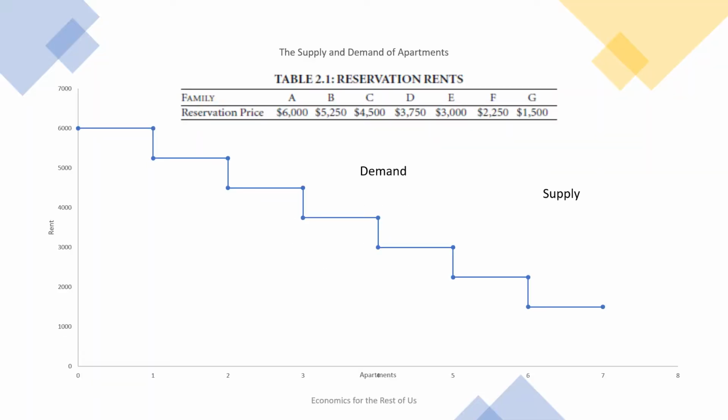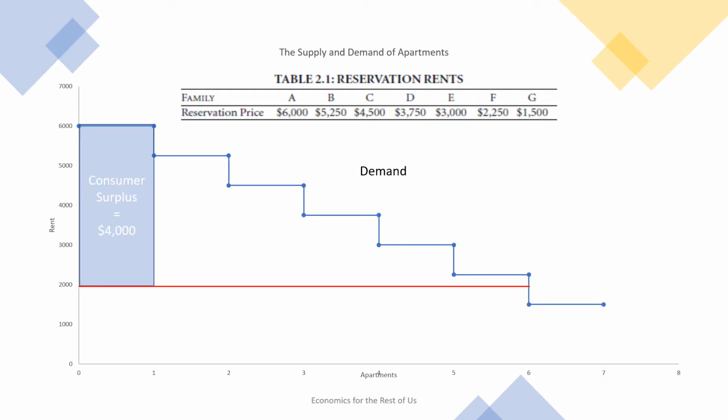We start with the example of the housing market of the last lecture. There are 7 families who want to rent apartments in the city, and each has a reservation rent. There are only 6 apartments available for rent, and therefore the market rent will fall between $1,500 and $2,250. We assume that the rent is $2,000 a month, which falls within that range.